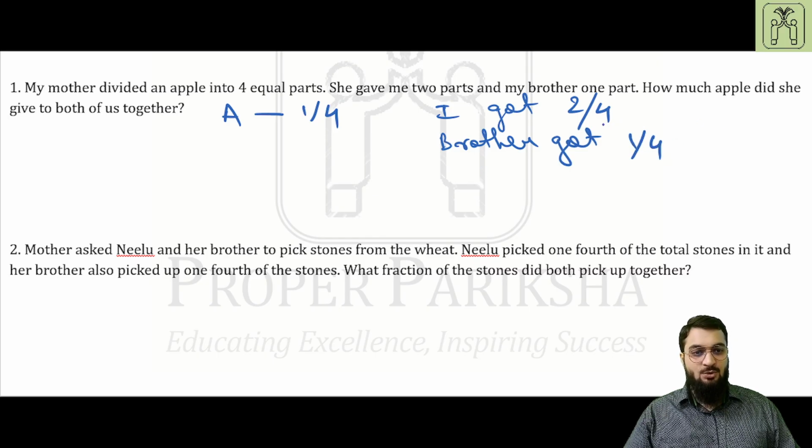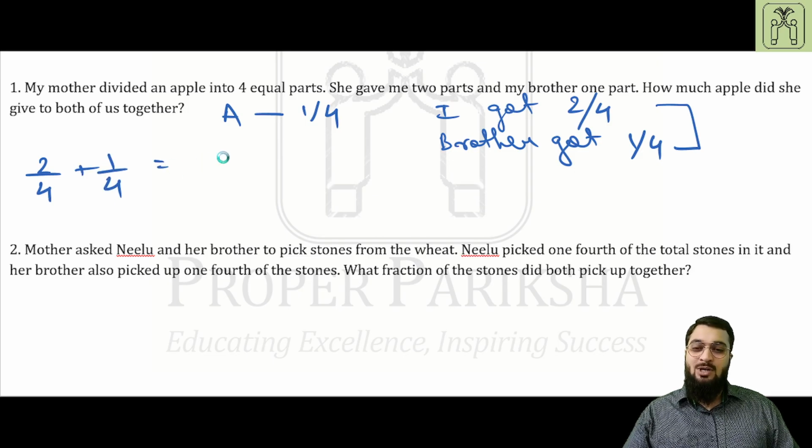So you just need to add both of them so that you can understand how much has been given, and how much is remaining with the mother. So this will be done by 2 upon 4 plus 1 upon 4. Denominators are already the same, so we just need to add the numerators using the algebraic signs. Here nothing is mentioned, therefore it is plus. So 2 plus 1 gives you 3 upon 4. So this much has been given.